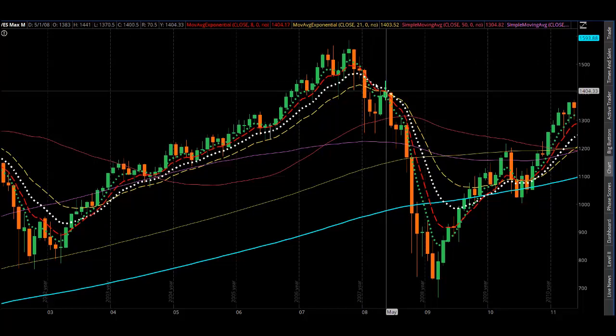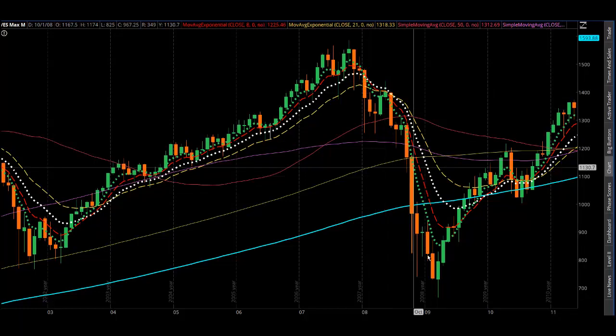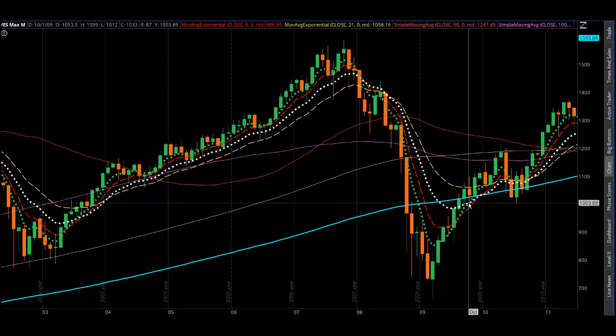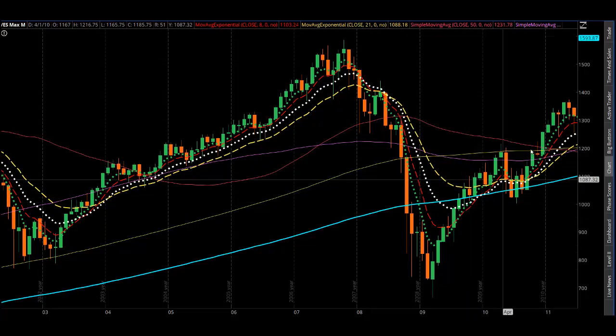Then you had additional momentum when you had the 8 exponential crossing that yellow line, which is the 21, market collapse, and then the macro reversal back to the upside started happening right here back in October of 2009, and then started trending back up.